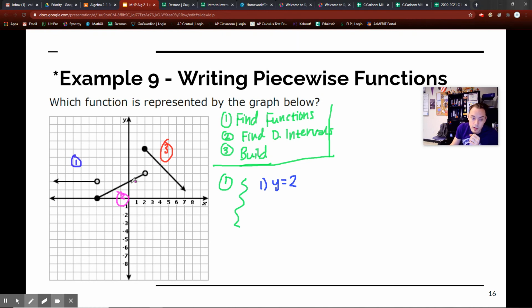Second part, second piece. What's this function? Well, it is a line, so I need to find my slope, and I need to find the y-intercept. So what's my slope? Well, first off, I look at this point, and I can go up 1 and then over 2. That's another point. Up 1 and over 2. So that means rise 1 over run 2, so that means 1 over 2 x.